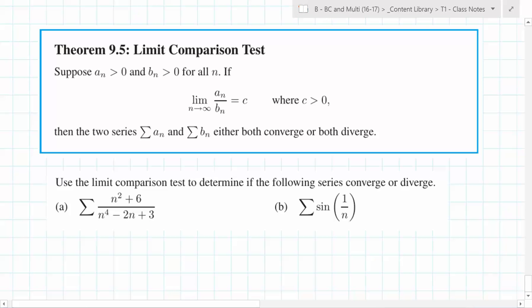If they tie, both of them have to be convergent or divergent. So for example, if you know that this one is convergent, but you're not sure about that one, but it comes out to say 7, what do you know about this one? It's also convergent. So this is not to test two series, it's to test one.